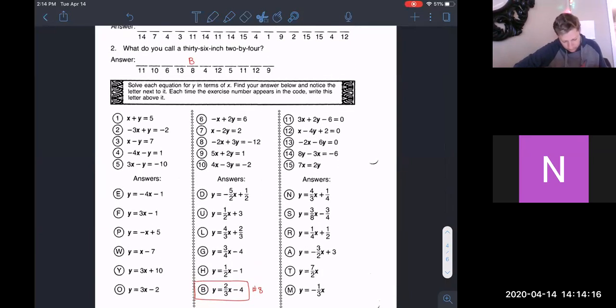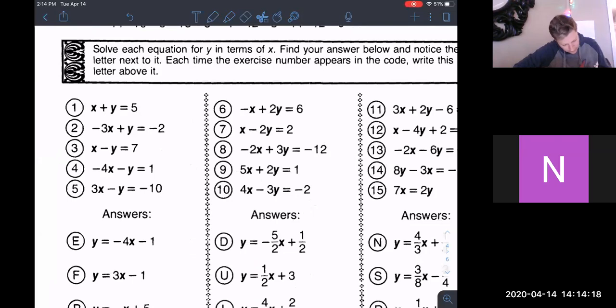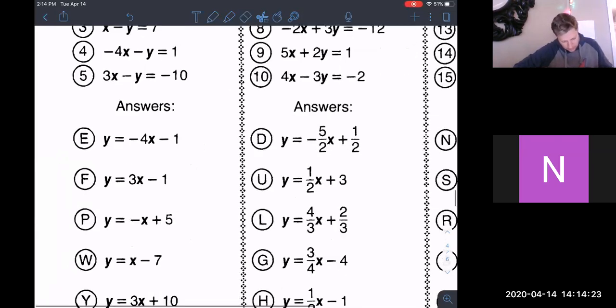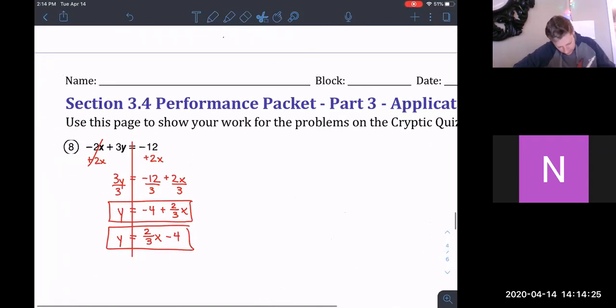Actually, you could do number 1. Number 1, sure. Keep it nice and simple. Here we go. All right, so I'm going to copy that, bring it down here. Okay, this is how I want you to do it too. So we can shrink it down a little bit.